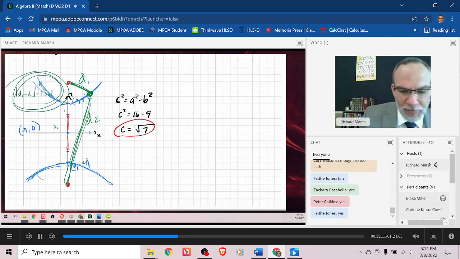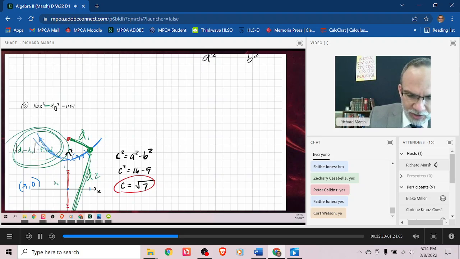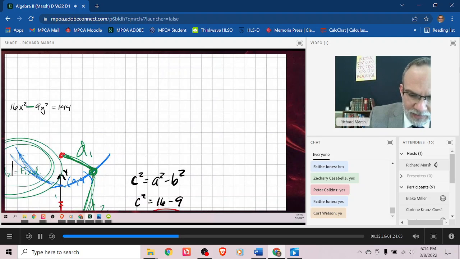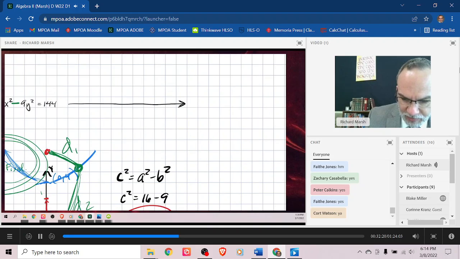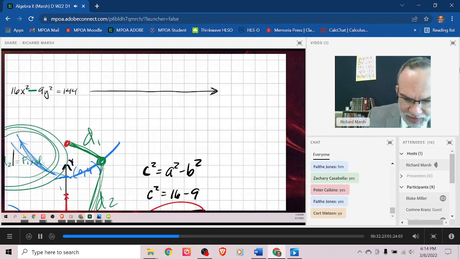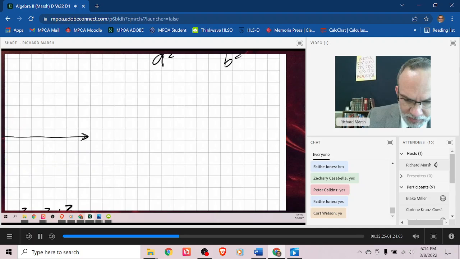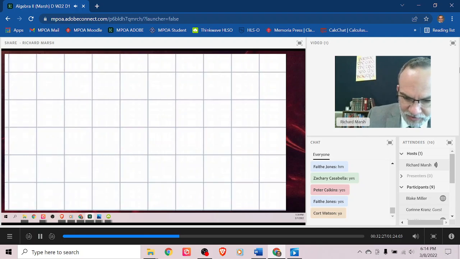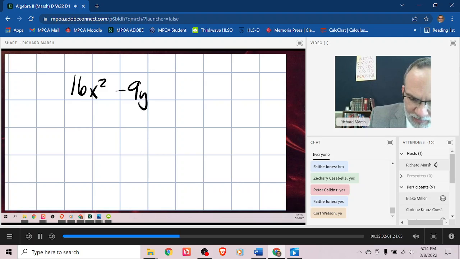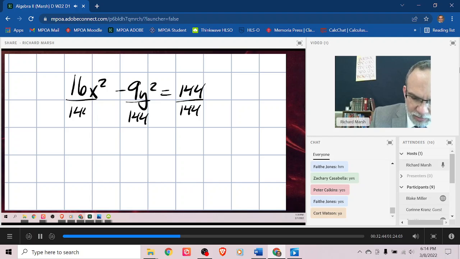Okay. Let me show you the technical things of how to construct it. So I'm going to take this here and I'm going to move it across and do it again over here. So this is now going to be 16x squared minus 9y squared. So analytically now, 16x squared minus 9y squared is equal to 144. You need to divide by 144 again. So divide both sides by 144. Don't put your pencils down. Just watch. If you're taking notes, the answer is no.